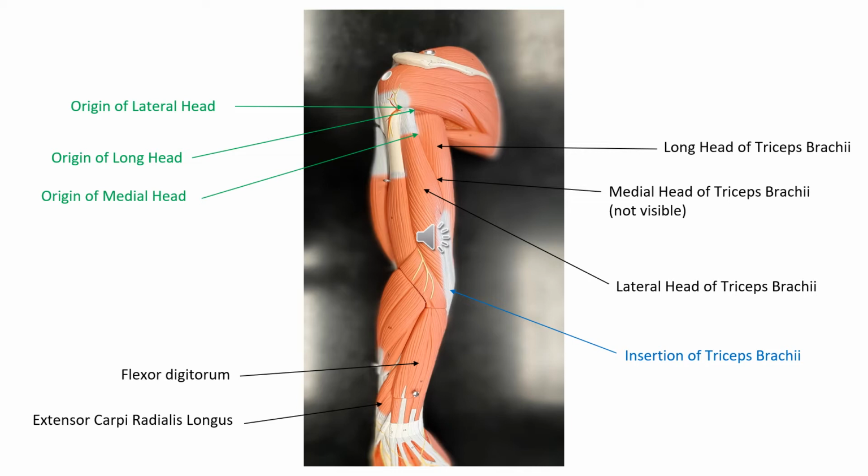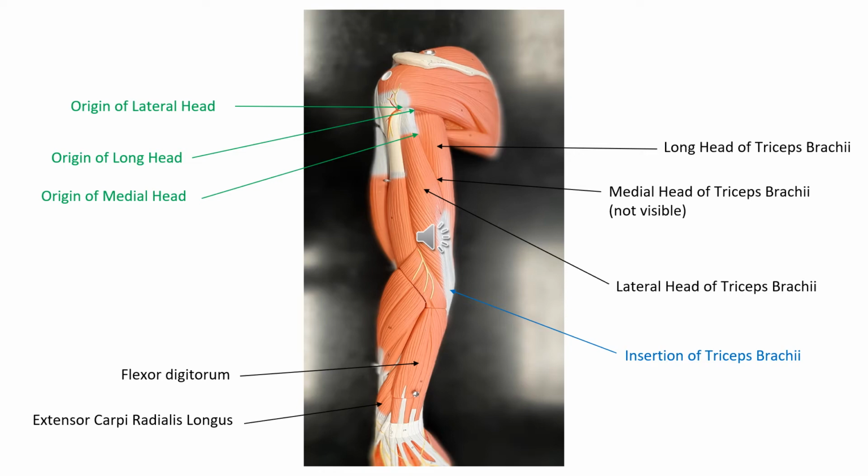The long head of the triceps brachii stabilizes the head of the abducted humerus and extends and adducts the arm. The flexor digitorum consists of 2 separate muscles, the flexor digitorum profundus and the flexor digitorum superficialis. The main actions of the flexor digitorum profundus are to flex the distal phalanges of the medial 4 digits and assist with the flexion of the hand at the wrist.